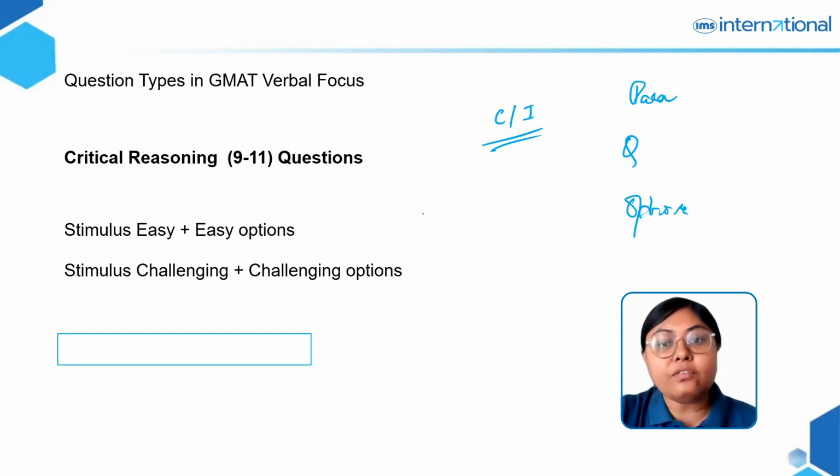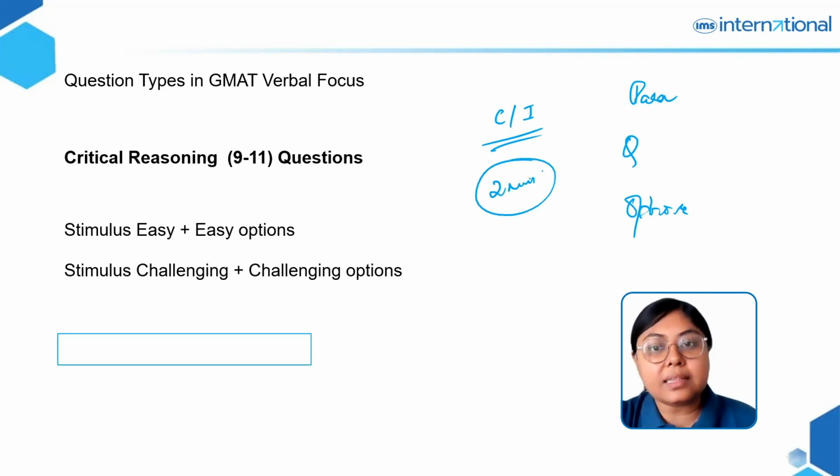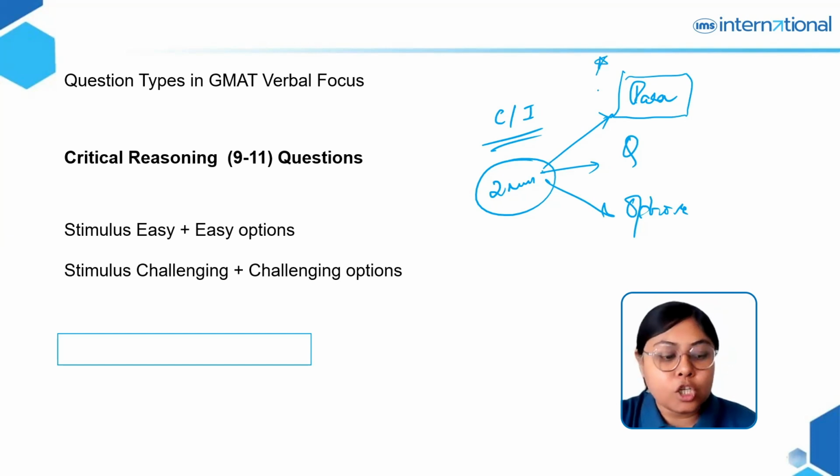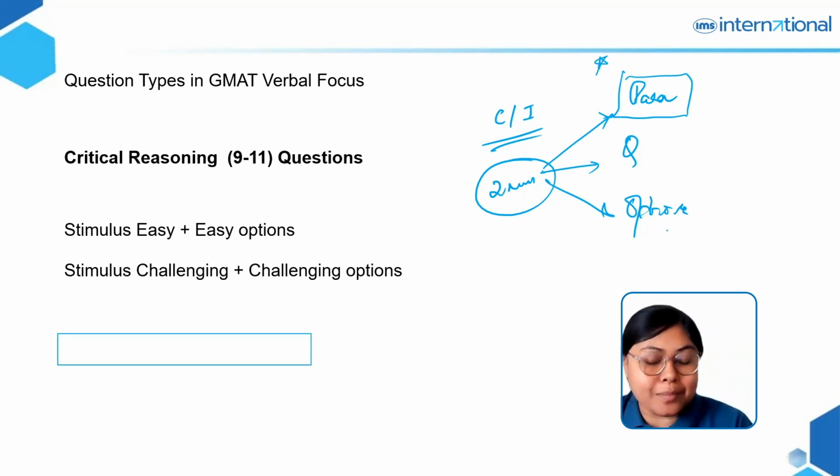Now, here, if I say I need about 2 minutes of solving in CR, I need to break this 2 minutes into parts. It cannot be uniform because in critical reasoning, the selection of the right answer depends on how well I have comprehended this para. If I have not comprehended the para, and I was very fast in the para, trust me, when you come down to the options, you will be taken aback. You'll be caught and confused about what to do, and you might end up spending more time.